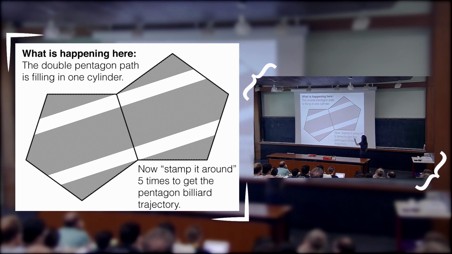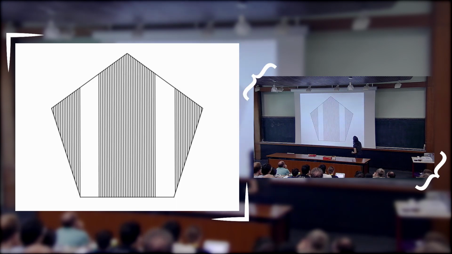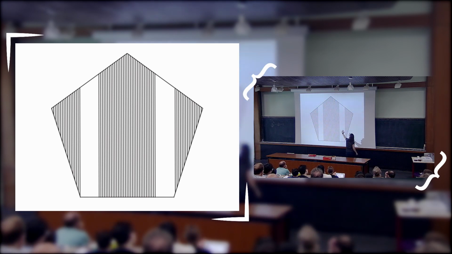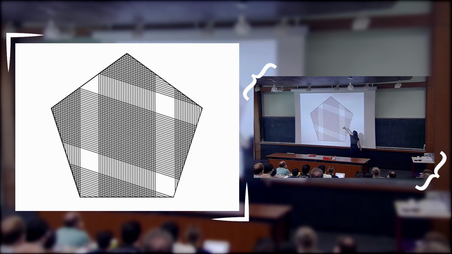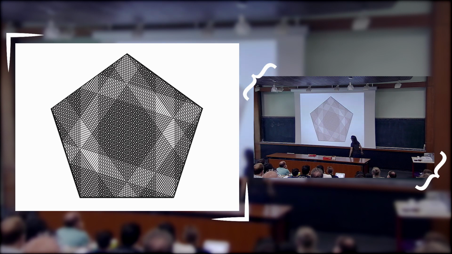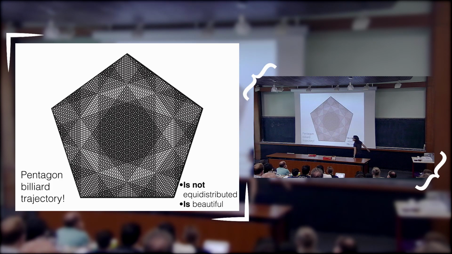So what I mean by stamp it around is you take one of these, just one, because they're, as you can see, identical. Take one, and now imagine this is a stamp, and we want to have it in all 5 orientations. So here's the vertical stamp, then we need the stamp in this direction, and then the stamp coming from the top right, and the stamp coming from the top left, and then the stamp coming from the left. And there it is, basically the trajectory that we had.